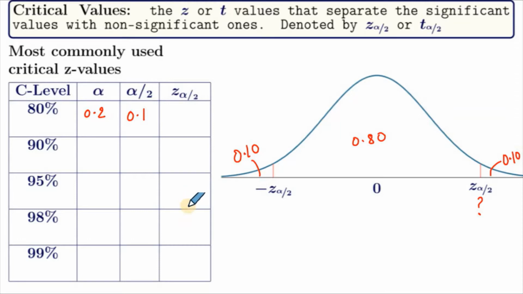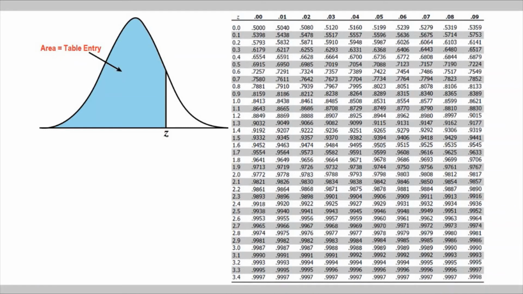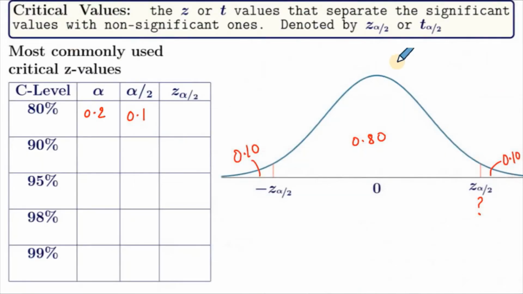So now let me pull up my table on the screen. So here we will try to find 0.90 among these tiny 4 decimal place numbers. The value close to 0.90 is this one here, 0.8997, and its corresponding z-score is 1.28. So let me write that down here. It's 1.28.